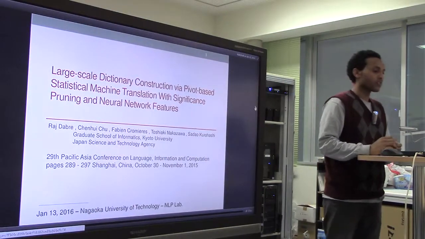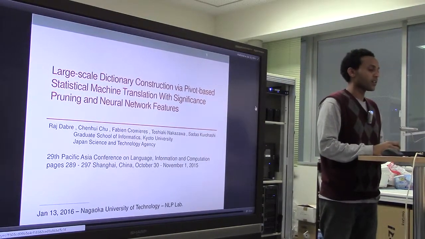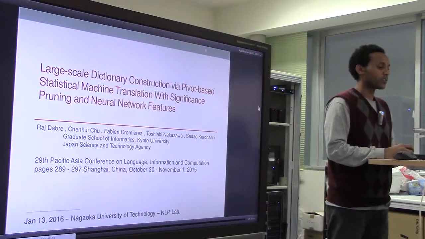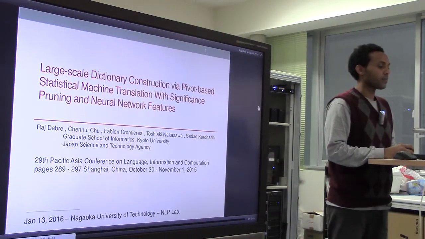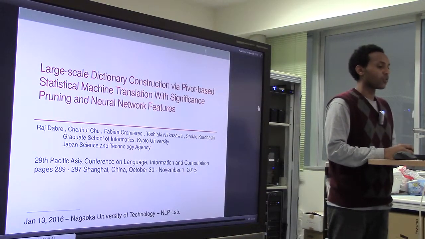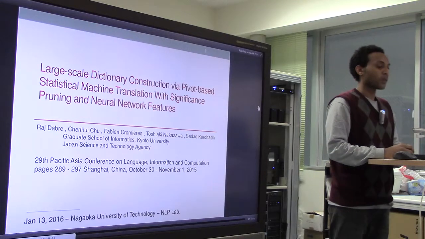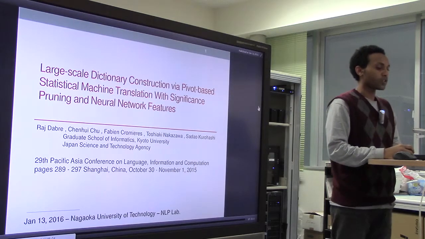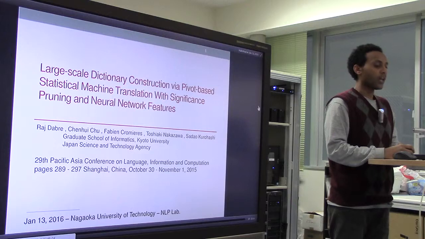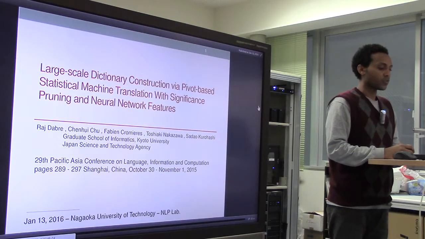Okay, in today's review we are going to discuss large-scale dictionary construction via pivot-based statistical machine translation with significance pruning and neural network features. This paper was contributed by Kyoto University and presented at the 29th Pacific Asia Conference on Language Information and Computation just recently.